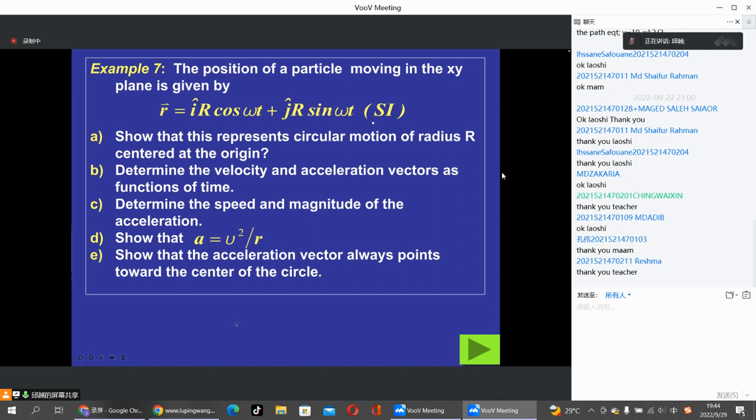Okay, for problem A, show that this represents circular motion. This is very important. This is very easy to solve. In order to show that this is circular motion, you just need to prove that at any given point on this motion, it has a radius r. It has a distance of r from the origin.